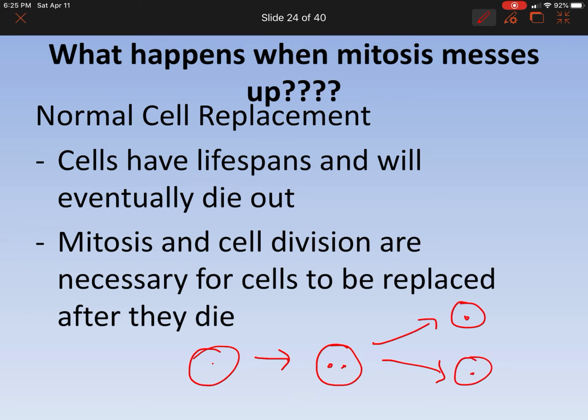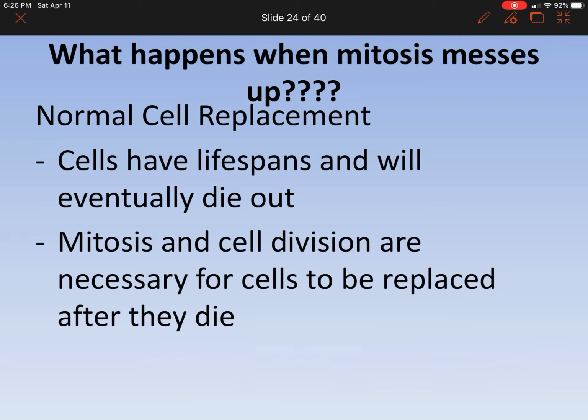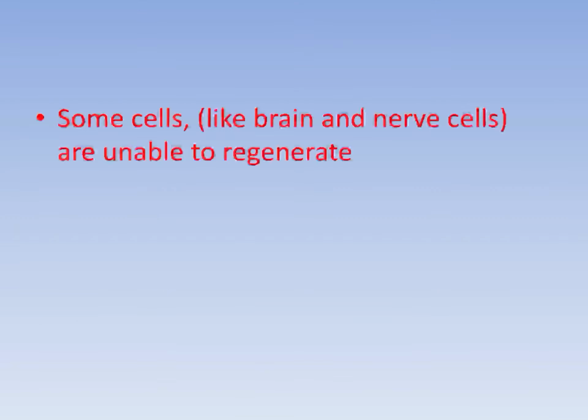So the cell that ends up dying out, you can think of it as this cell here is going to go along, and it goes this way, and then this one's going to die out, and this one's going to live, a short life, until it too will replace itself, okay? Good. Now, sometimes that doesn't happen.